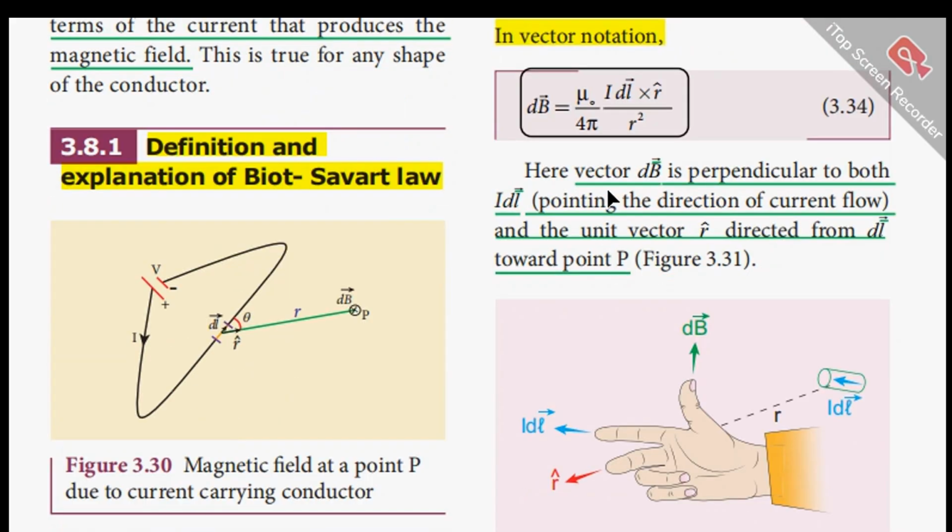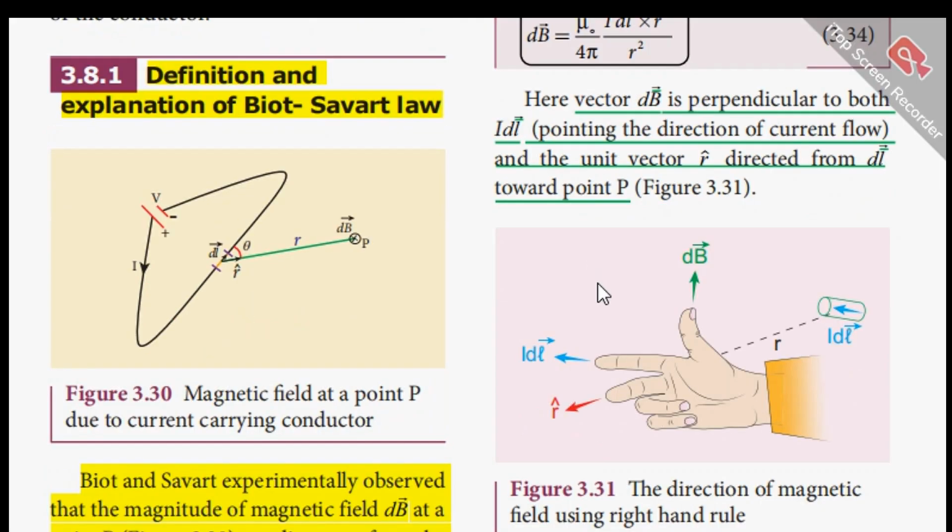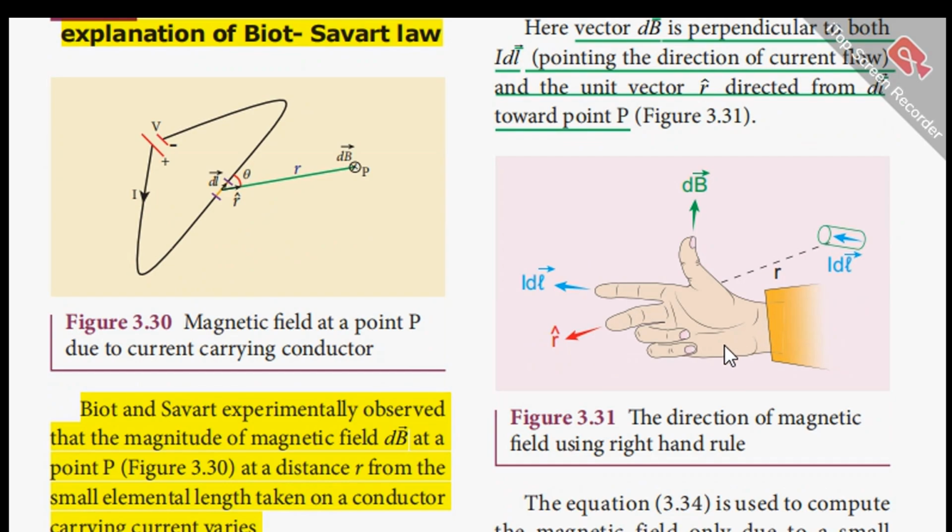So here the vector dB is perpendicular to both I dl, pointing in the direction of current flow, and the unit vector r directed from dl toward point P. So this is the direction of the magnetic field using the right hand rule. So if this is a current element I dl, the magnetic induction will be in this direction, and r is the distance.